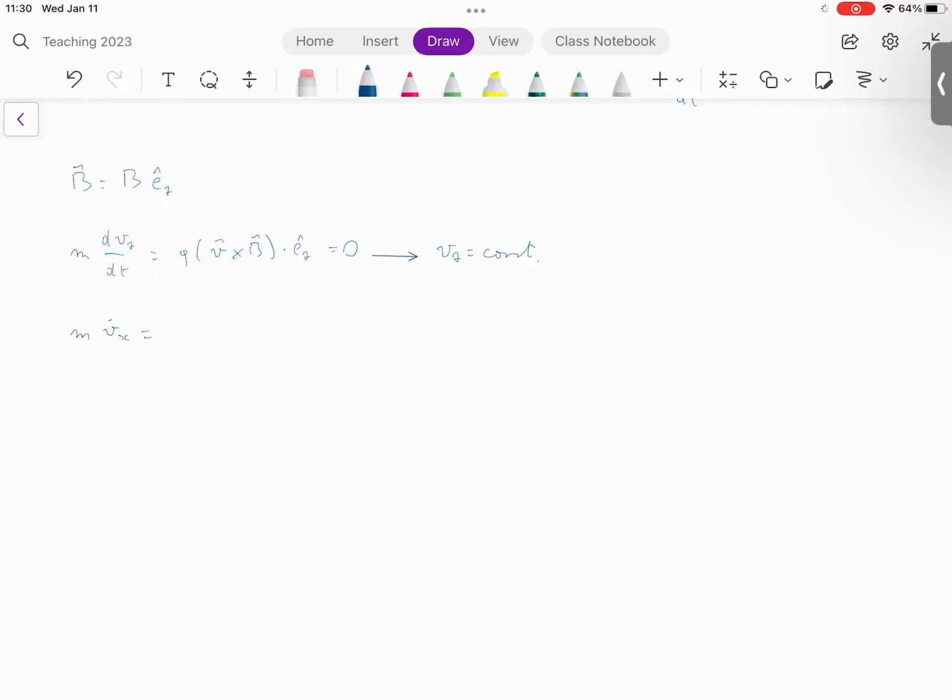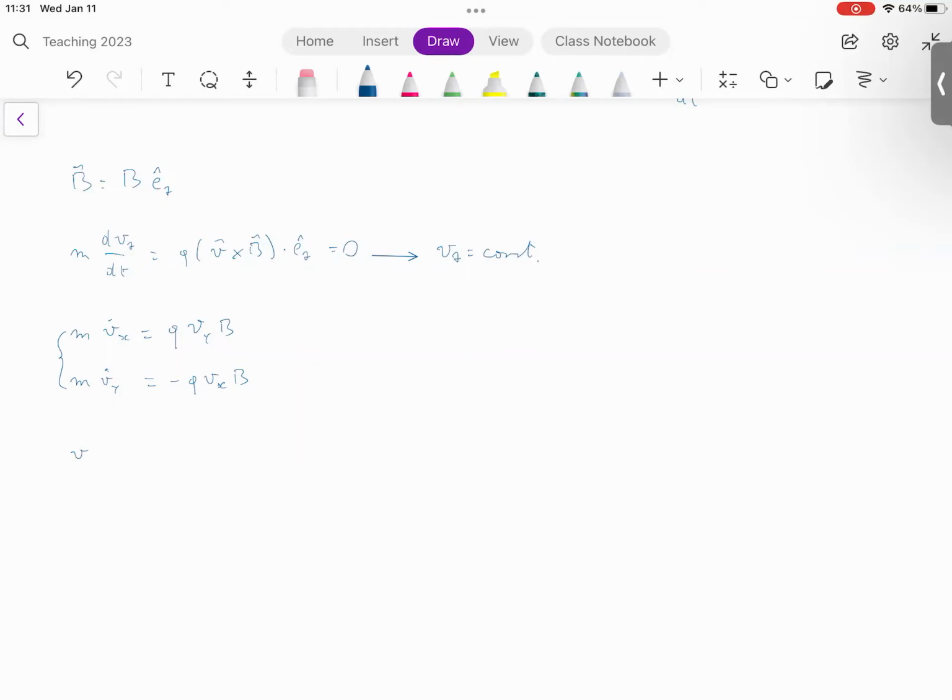Okay, then what I get is that the time derivative of v_x is equal to the x component of the Lorentz force, which is equal to q times v_y times B. While the y component of the equation of motion, v_y dot, let me emphasize that there is a dot here, is equal to, remember how the signs go for the cross product, minus q v_x times B. And of course, I have to solve these two together.